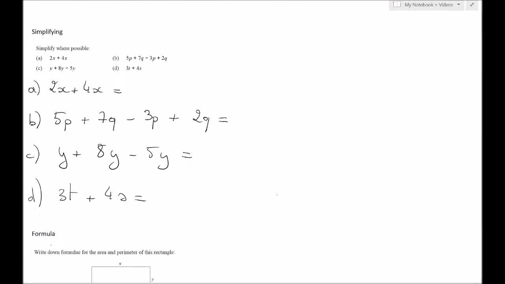Another skill you have to know is simplifying. Simplifying is easy. It's just making these expressions as short as possible. Okay, how can you make expressions shorter? Well, by adding or subtracting like terms. And what are like terms? Like terms are terms with the same combination of letters. So you don't even have to look at the coefficient in front or the number in front. You have to look at the combination of letters.